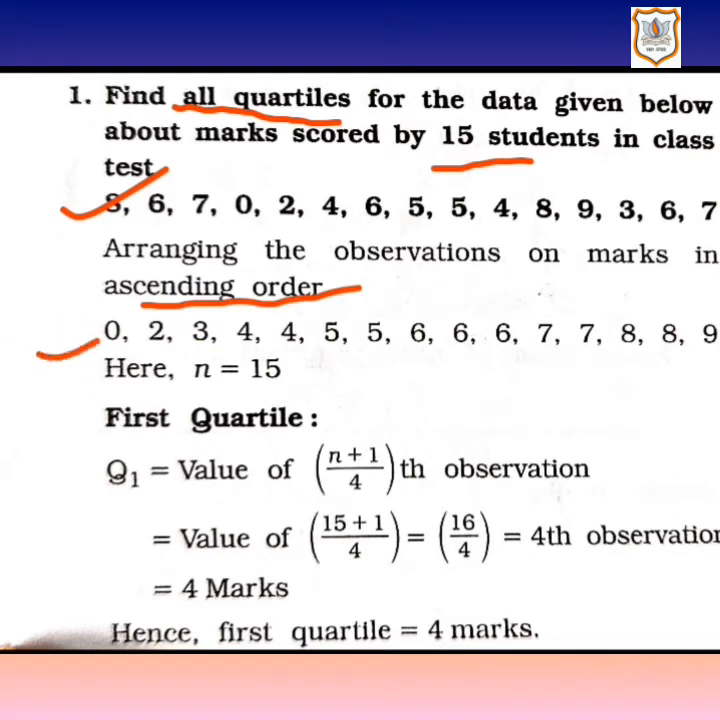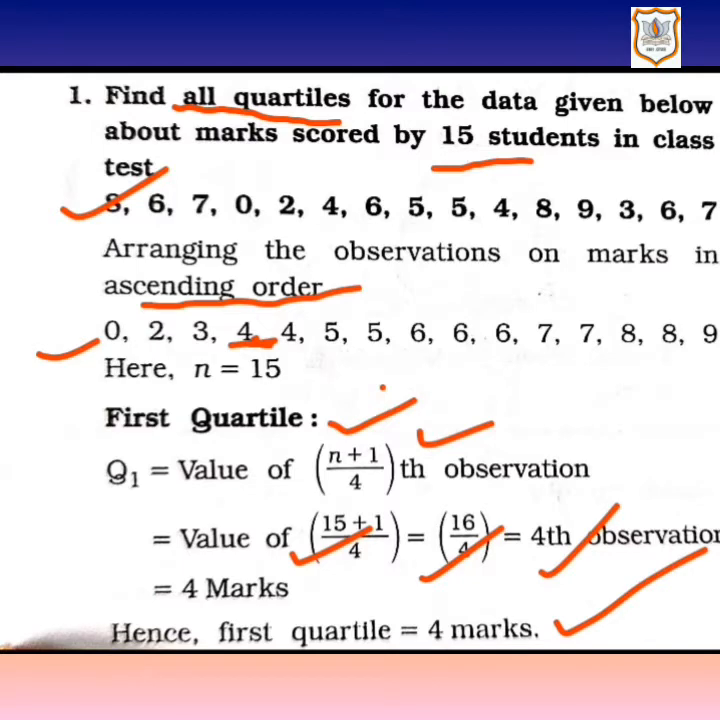Before solving the sum, we have to arrange in ascending order. So here we have arranged in ascending order 0, 2, 3, 4, 4, 5, 5, 6, 6, 6, 7, 7, 8, 8 and 9. Q1, first quartile, that we have to find out, the formula is n plus 1 upon 4. N is 15, 15 plus 1 upon 4, that is 16 upon 4. That gives you the fourth observation. Now you have to see the observations which you have arranged. Which is the fourth observation? 1, 2, 3 and this is the fourth observation, that is 4. So the fourth observation is 4, so your first quartile is 4 marks.